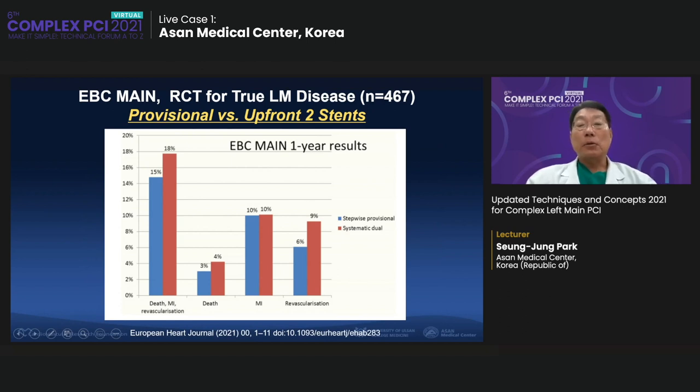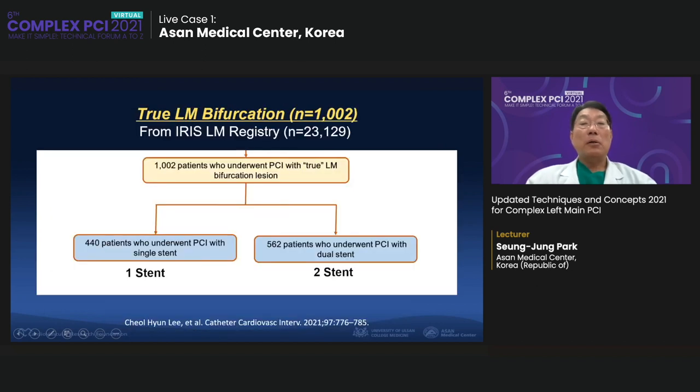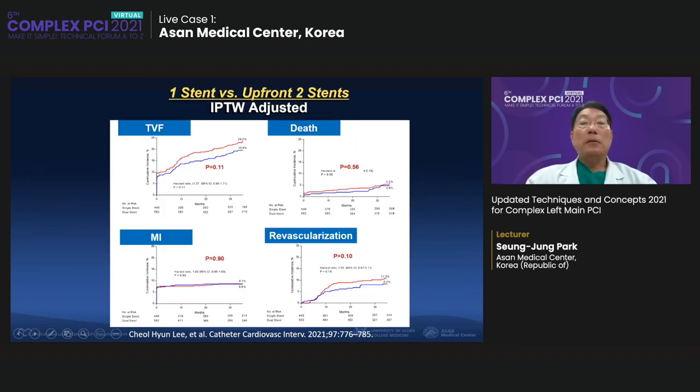A little bit higher in absolute number in the systematic dual stent group. This is our registry data, IRIS-MAIN. We have 23,000 patients. In those data, for true left main bifurcation PCI, we included 1,000 patients and separated them into a one stent group and an upfront two stent group. And if you compare after the IPTW adjustment, target vessel failure, even in the death, microinfarction and revascularization rate, actually it's not different between the one stent or upfront two stent technique.